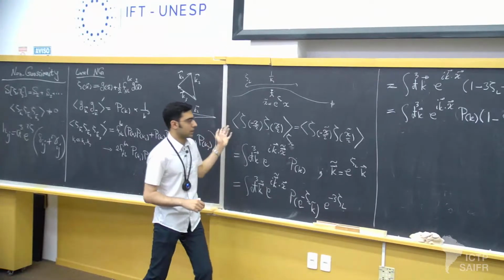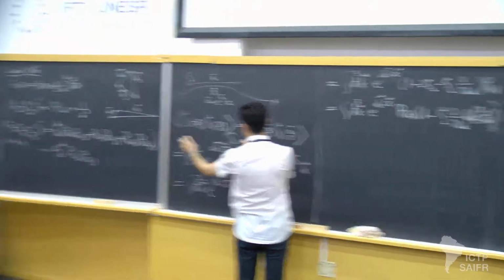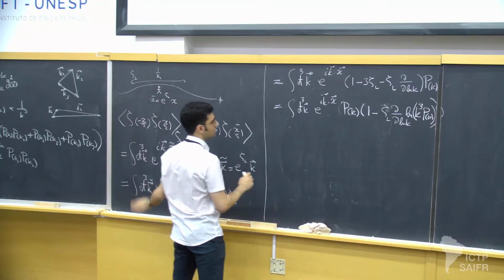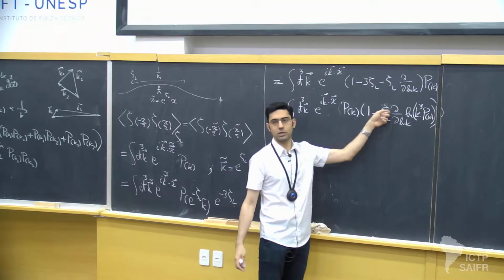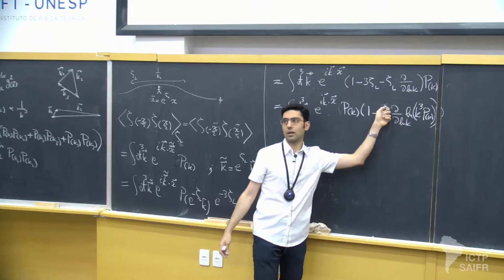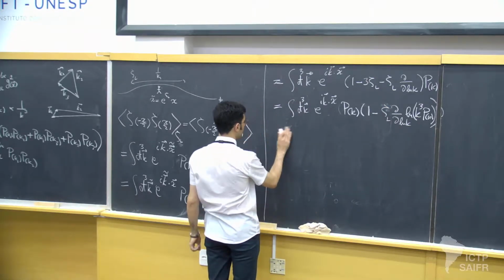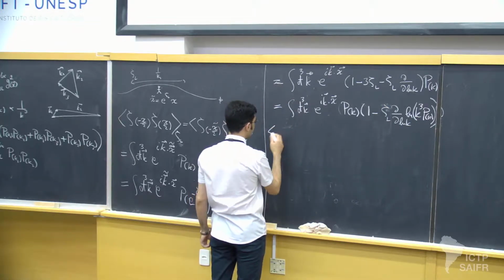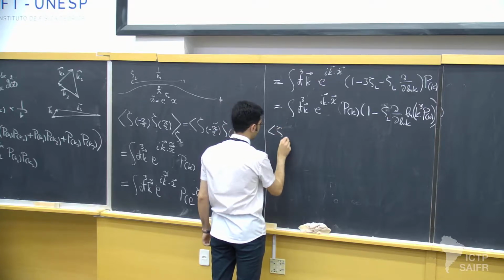So we got this. Now what we do is that we correlate this object that we calculate with the zeta long, because now we see that the result does depend on zeta long in this particular way. So we are almost there. We correlate it now with some zeta k1.